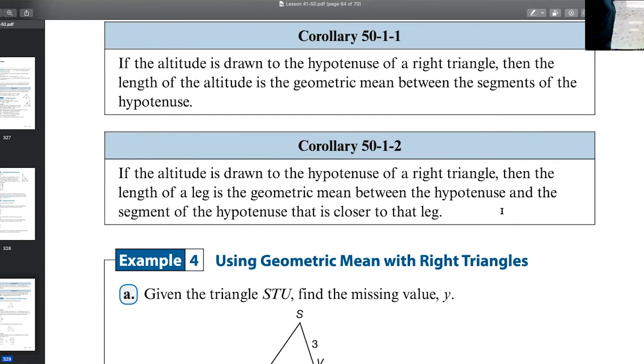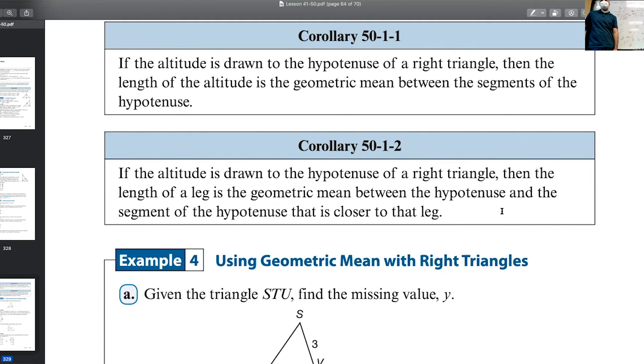So it would be the hypotenuse and the 4. Yeah, so if we come back to this example here, then the length of a leg, like this one, 5, is the geometric mean between the hypotenuse and the segment of the hypotenuse that is closer to that leg. So it'd basically be the geometric mean of the hypotenuse, which is 8 1/3, and 3. What's the geometric mean of 8 1/3 and 3? So that's 25. Square root of 25 is 5.